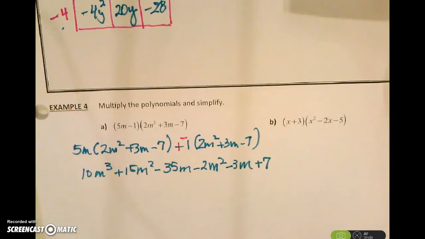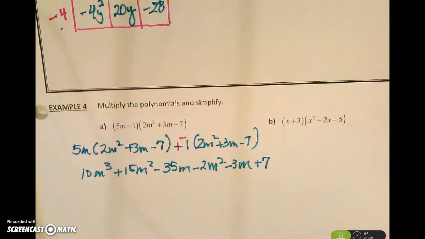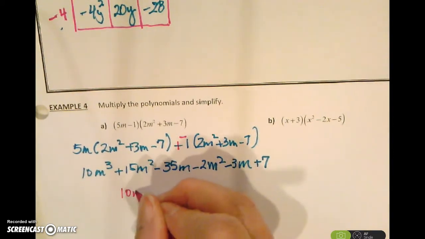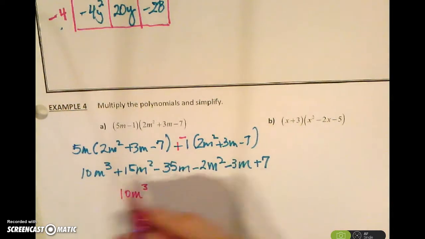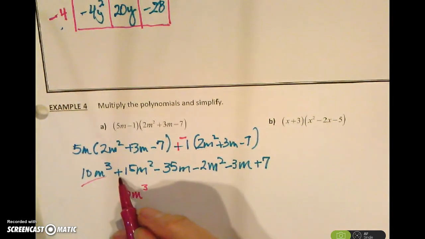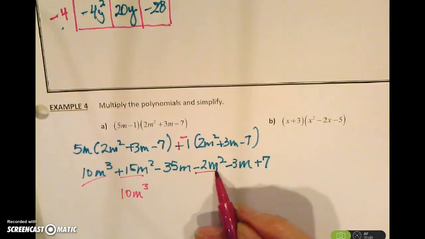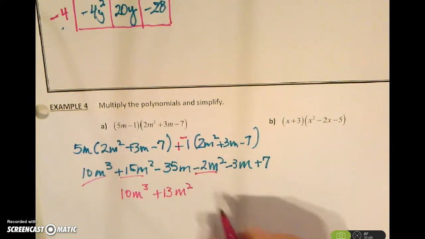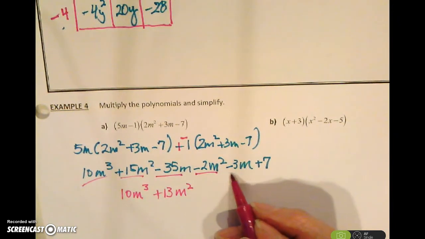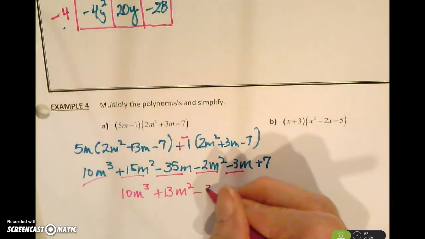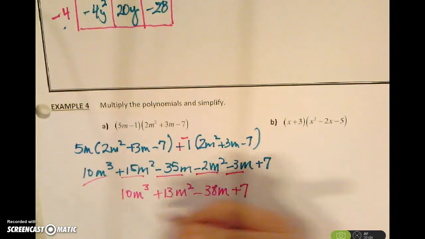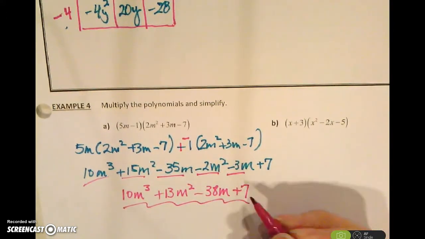Okay, again, just kidding, because I can't stop it yet because I need to combine like terms. So the 10m cubed, you see, has nothing to combine with, no like terms. So I'm going to do that. Then I have this 15m squared and a minus 2m squared. So plus 13m to the second. Then a negative 35m and a negative 3m is a negative 38m, and then plus 7. Now I'm finished.